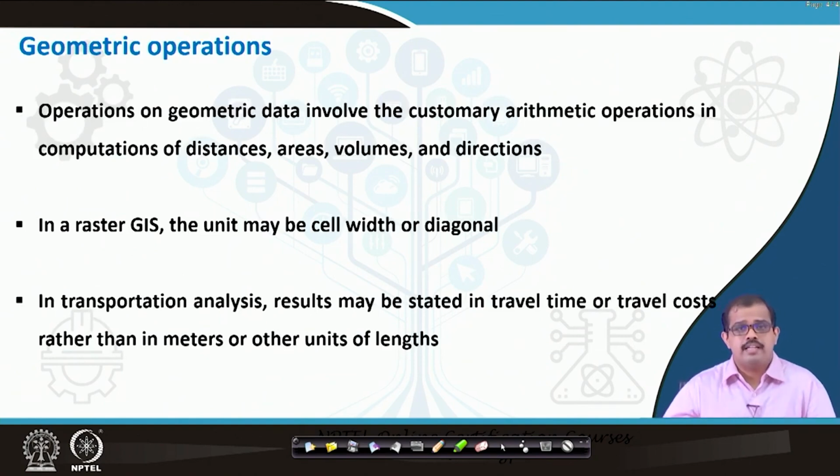Operations on geometric data involve the customary arithmetic operations in computation of distances, areas, volumes, and directions. In a raster GIS, the units may be a cell width or a diagonal. Normally the raster model is based on cells. For example, in a transportation analysis, results may be stated in travel time or travel cost, rather than in meters or units of length.